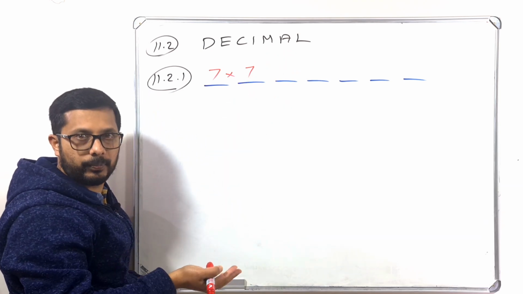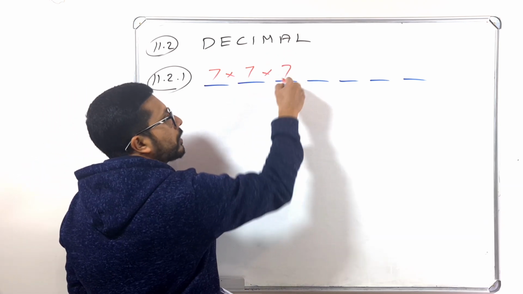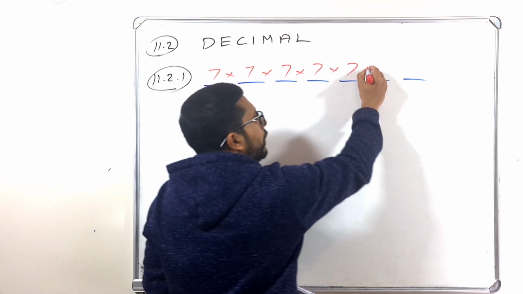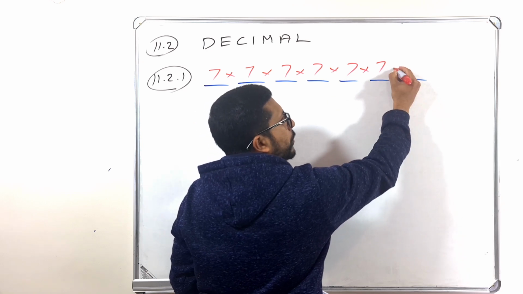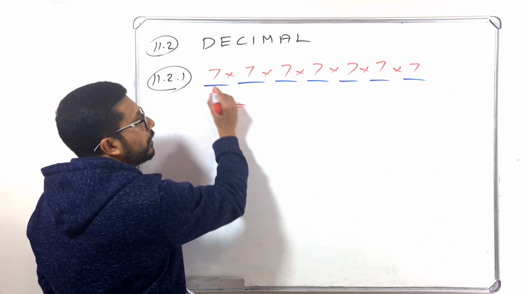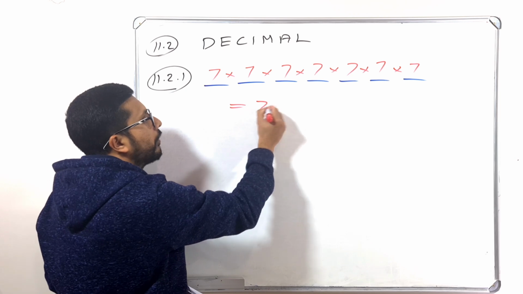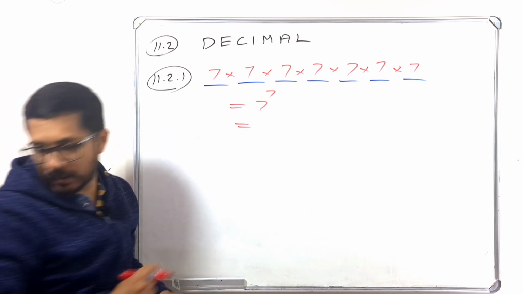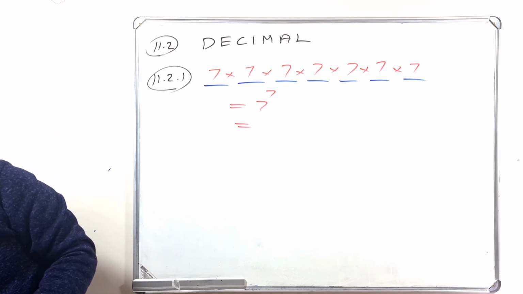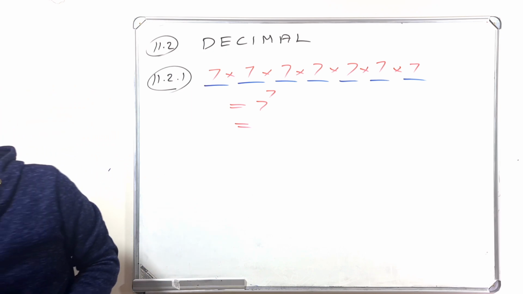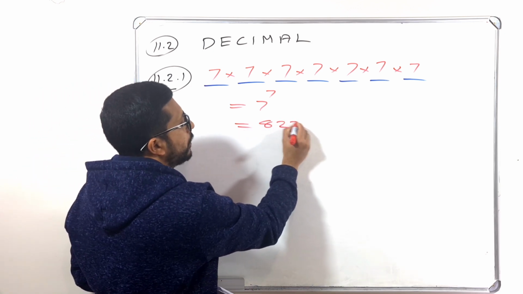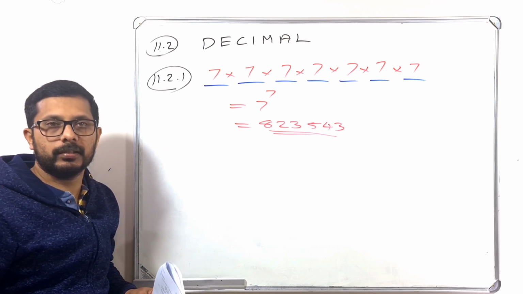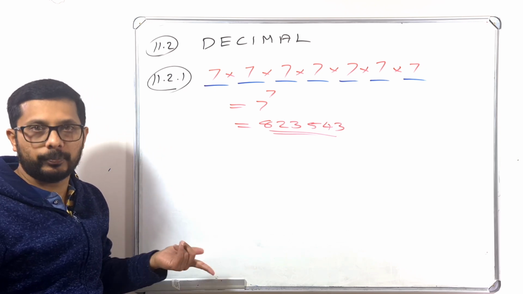Letters may be repeated. Here how many options? 7. Here? 7. Here? 7. Here? 7. Here? 7. So how many 7s are there? It is 7 raised to 7. Take your calculator and try to find the answer. 7 raised to 7 is 823,543. These many options if the letters are allowed to repeat.